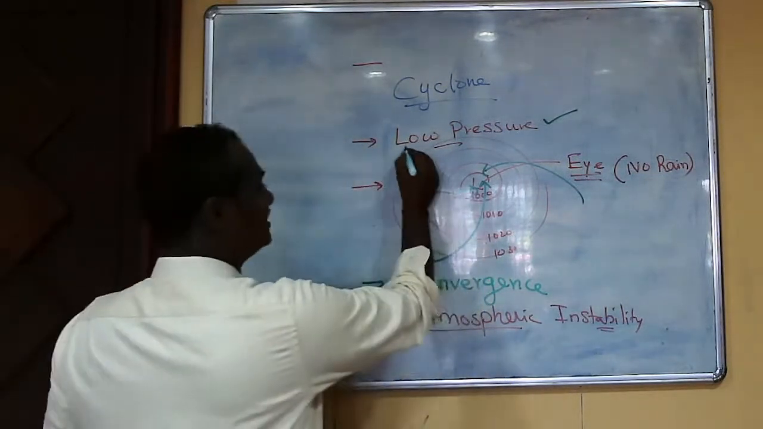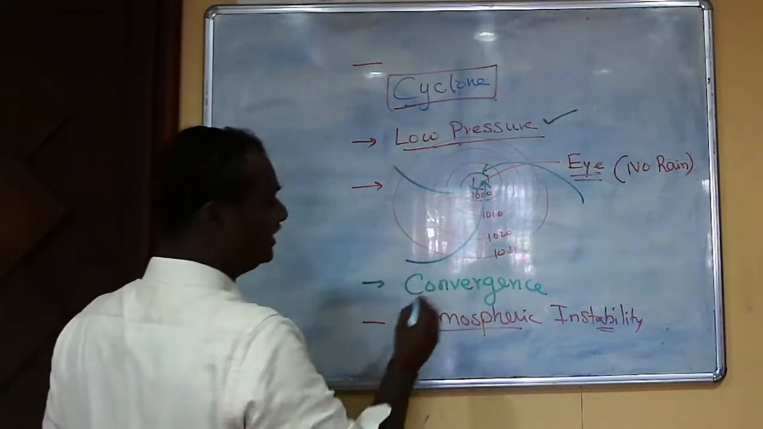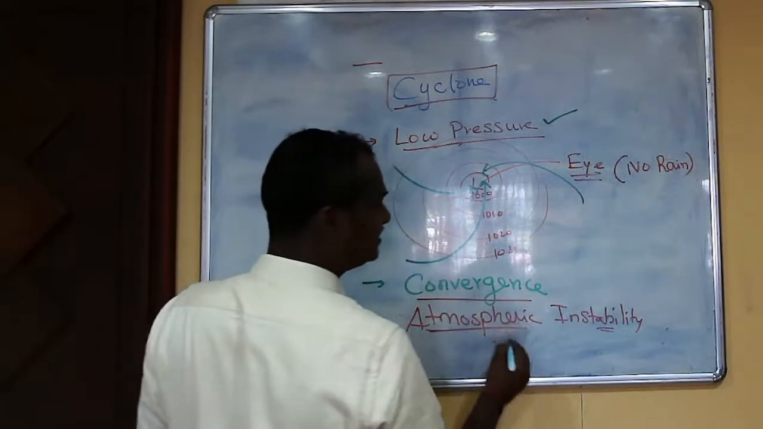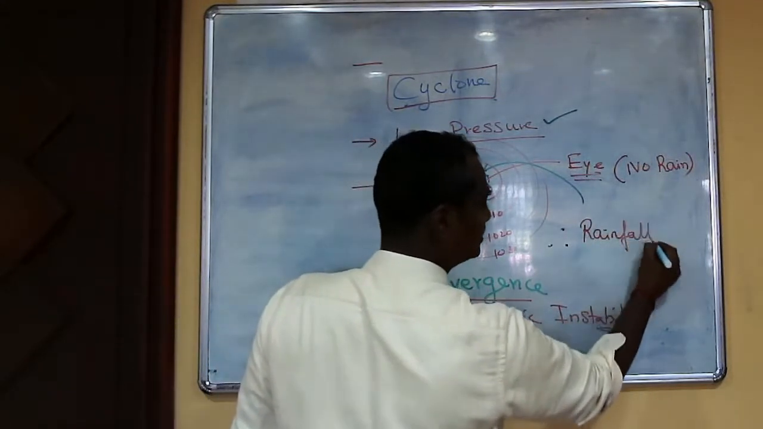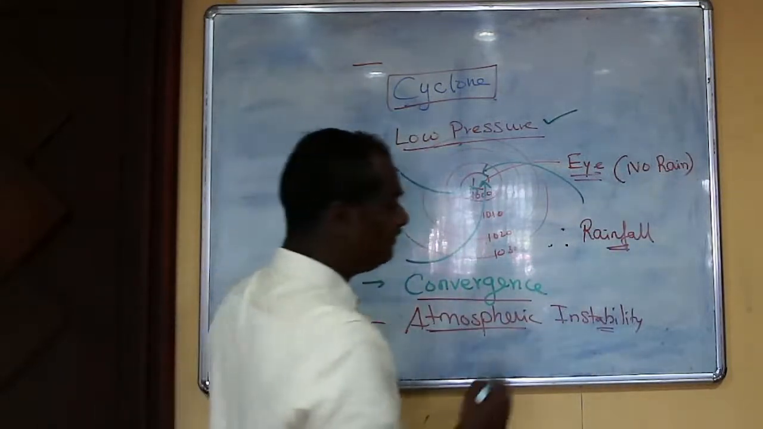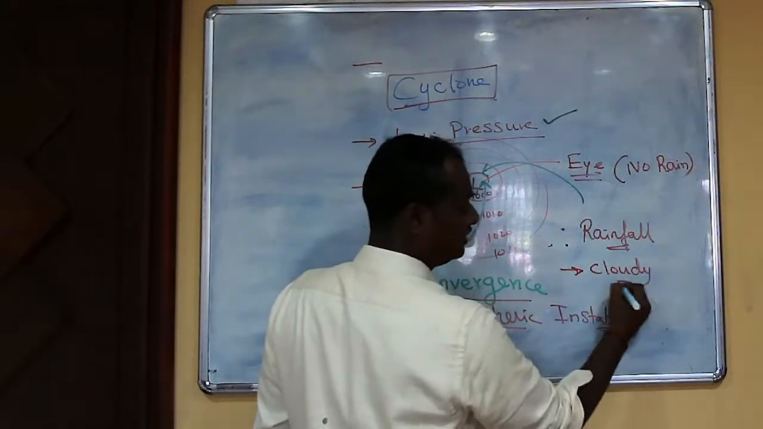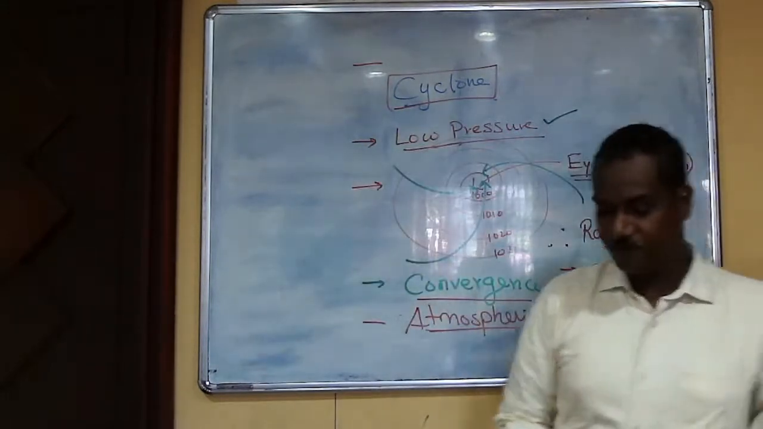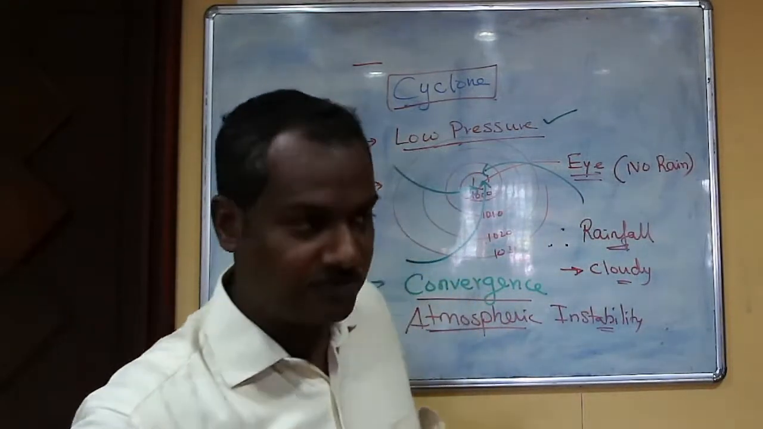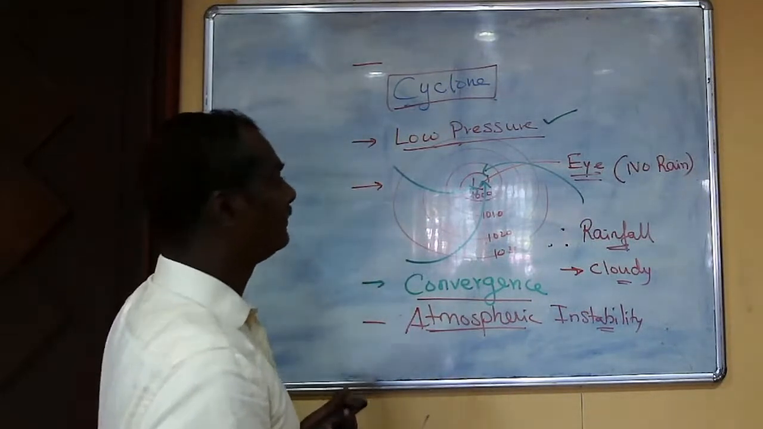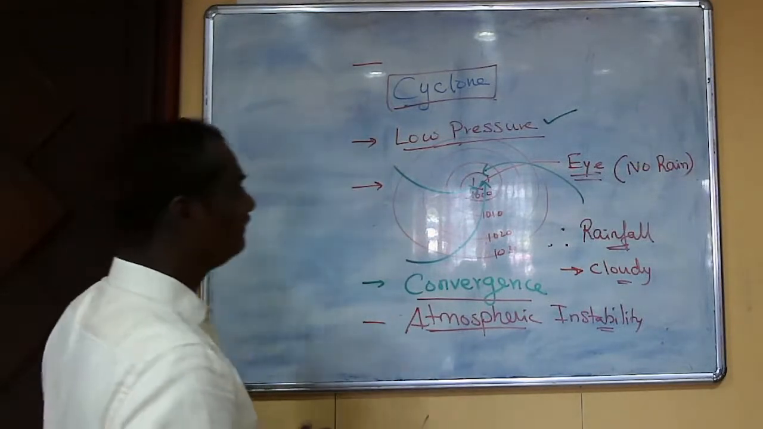So what are the properties? Cyclone means low pressure area, area of convergence, atmospheric instability. Therefore, it provides rainfall. A cyclone will always provide rainfall, and because there is rainfall, the atmosphere will be cloudy.